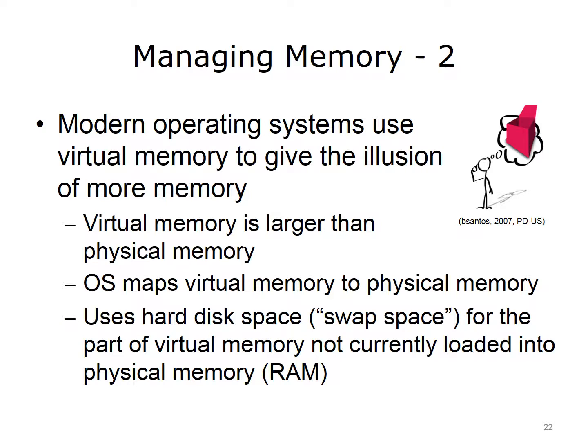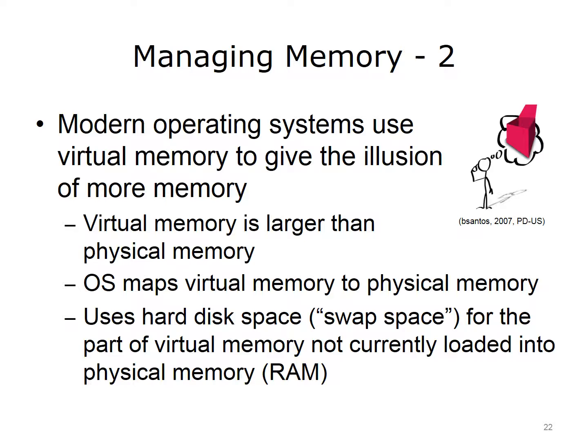Even though the amount of RAM on most modern computers is rather large, it is still limited. To give the illusion of unlimited memory, modern operating systems use virtual memory. Virtual memory is much larger than physical memory. The OS manages mapping the virtual memory to physical memory.